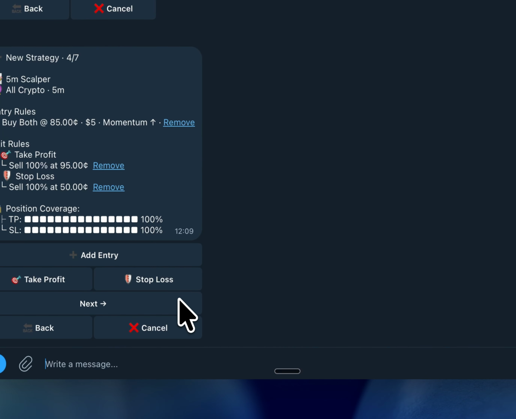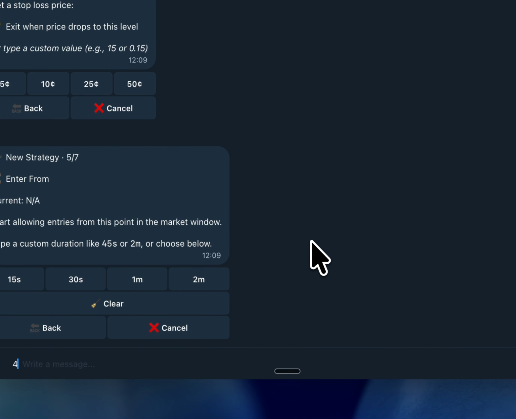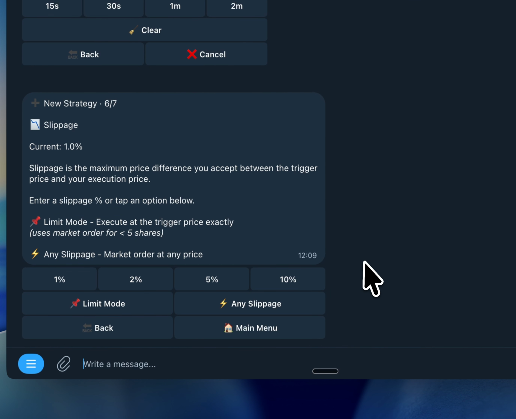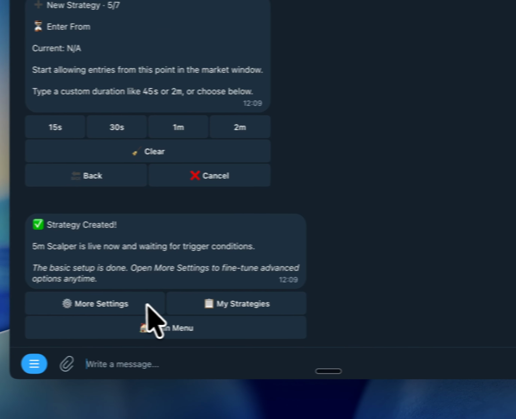Step 5. Entry window. I'm setting 4 minutes after the market starts, so the strategy only triggers in the final minute of each 5-minute window. Step 6. Slippage. 5%. Step 7. Review and confirm. Strategy live.